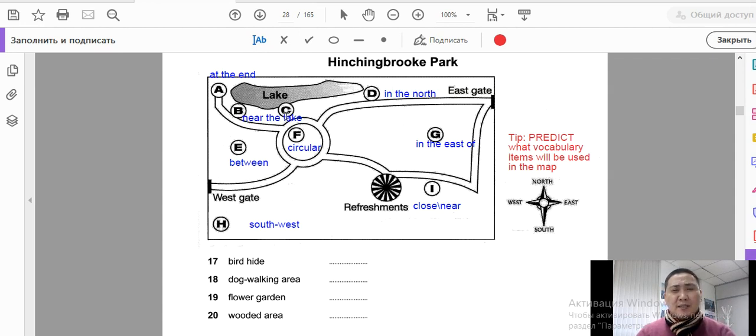We also need to exclude the answer C. This is not the answer. So we have A or B. Listen carefully. The end of a path. And he says at the end of the path. So you heard the words at the end. So the correct answer is A.